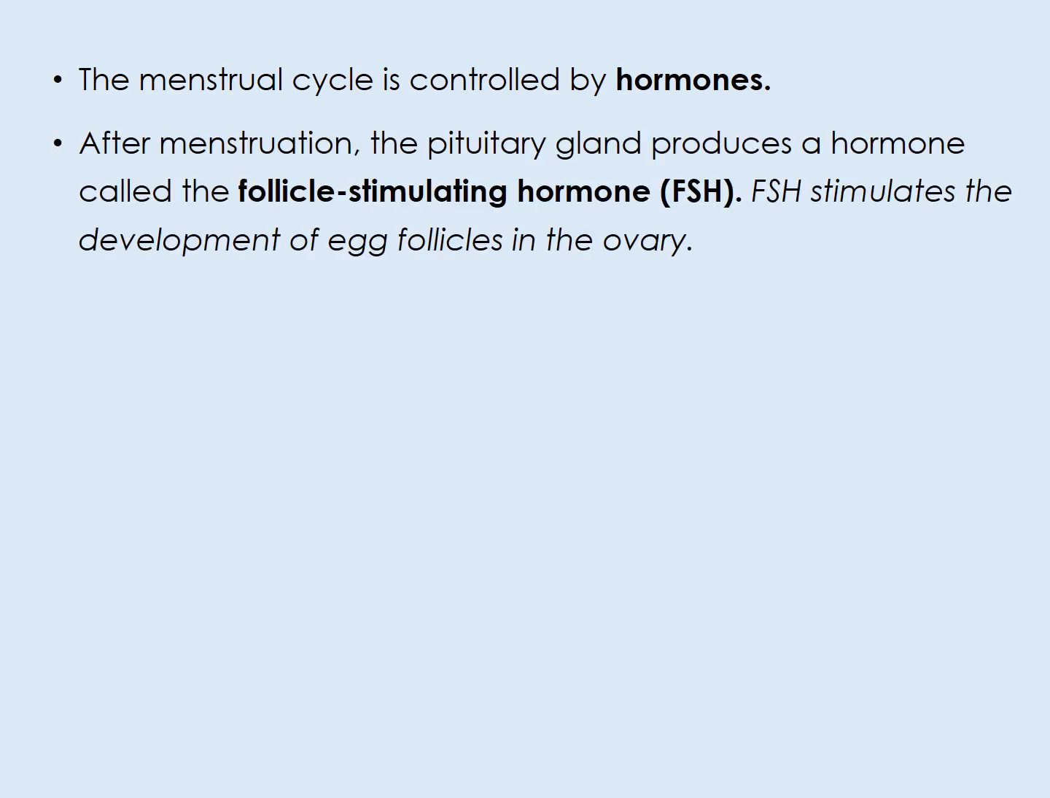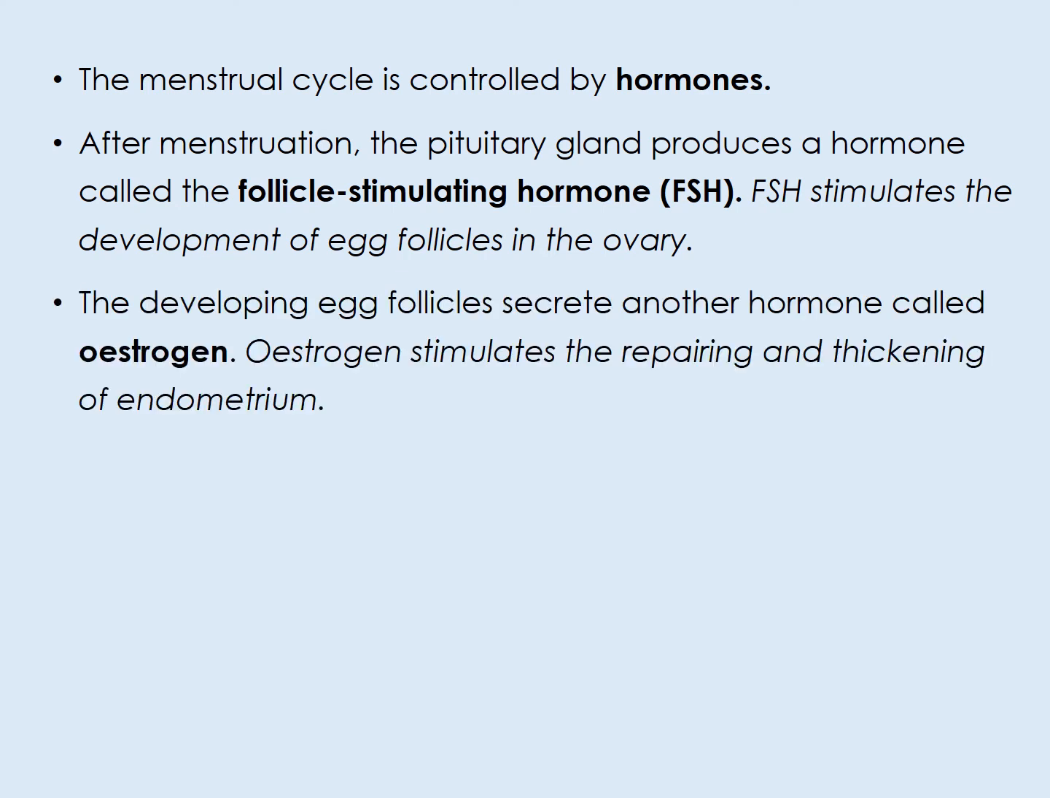The menstrual cycle is controlled by hormones. After menstruation, the pituitary gland will produce a hormone called the follicle stimulating hormone, or FSH. FSH stimulates the development of the egg follicle in the ovary.